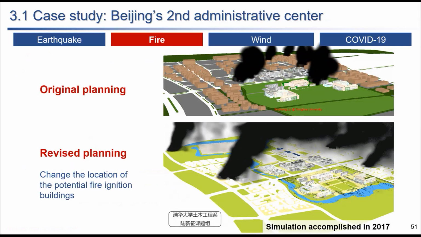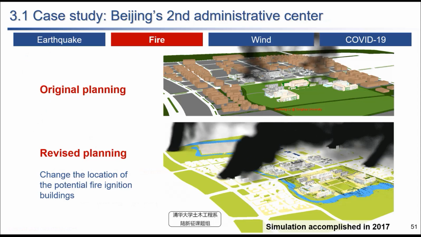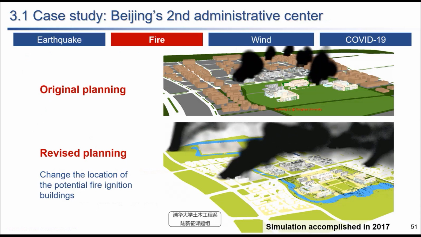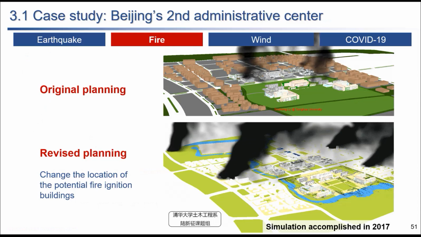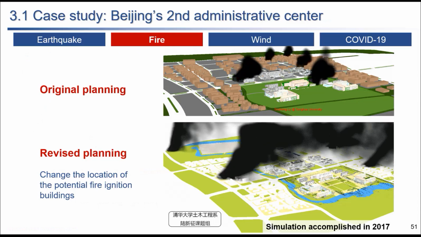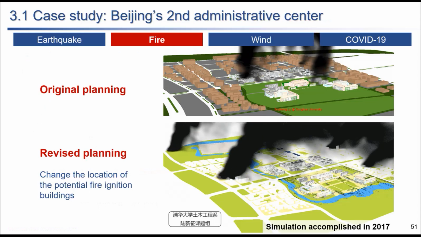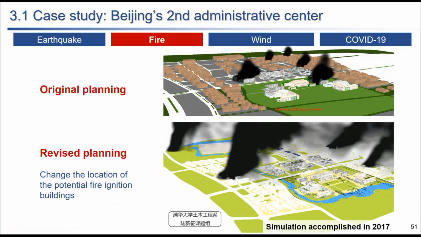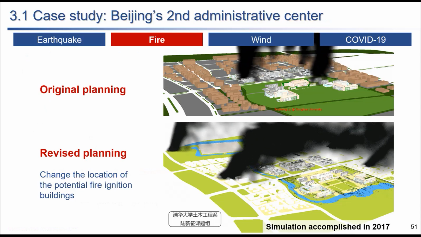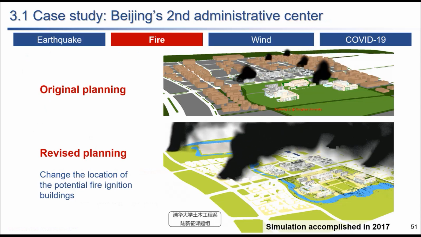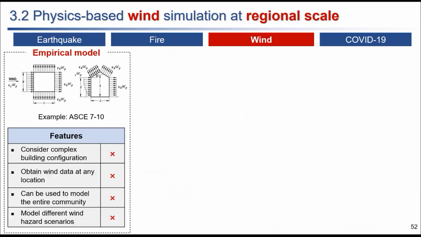So this is what we did for the planning of the second administrative center of Beijing city. On the top is the original plan, and we showed this result to the city government. They quickly found this plan is very terrible because the fire area is very close to the office of the mayor. So they revised the plan and moved all these risk buildings far away from the center of this emergency center. So you can see that this realistic animation can make the communication between the administration and the site much easier. And also we can do it for wind.